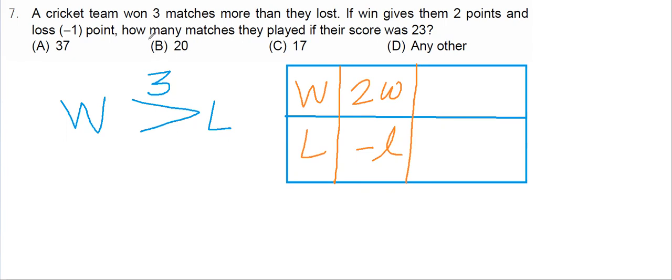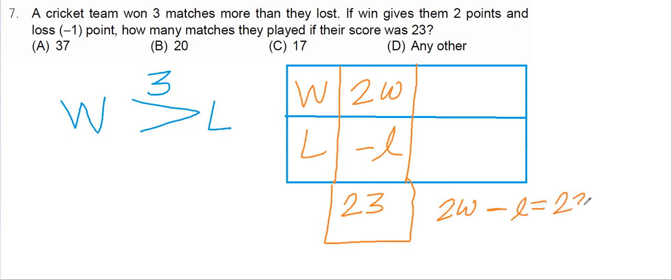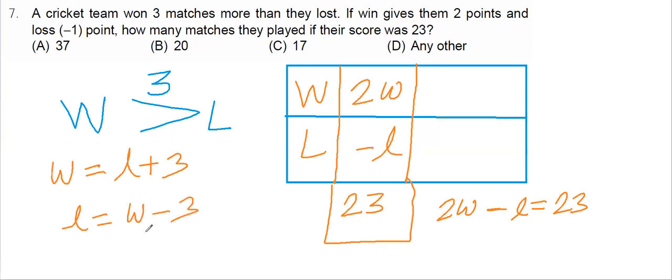And how many matches did they play if their score was 23? So when you add this, you should get 23. That's what that means. So I have got one equation: 2w minus l is equal to 23. Another equation I can get from here: W is equal to L plus 3. So from here, L will be W minus 3.